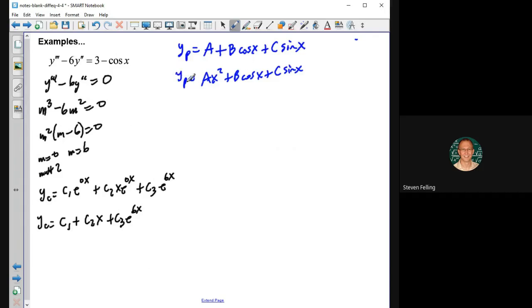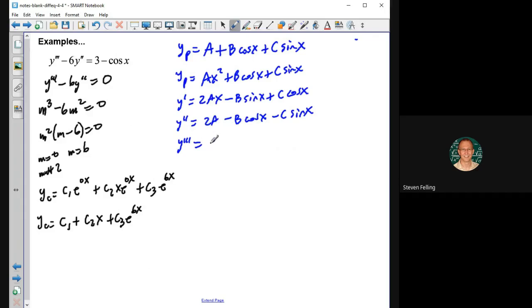So here's our postulated, guessed particular solution. We'll have to take triple derivatives of this. Let's take the first derivative first. This is going to be 2ax, and then the derivative of cosine is sine, so negative b sine x, and then plus c cosine x. Y double prime, the derivative here would be 2a. The derivative here would be minus b cosine x, and then minus c sine x. And then y triple prime would be, that's a constant now, so that's 0. So this would just be positive b sine x, because the derivative of cosine is negative sine, and then minus c cosine x.